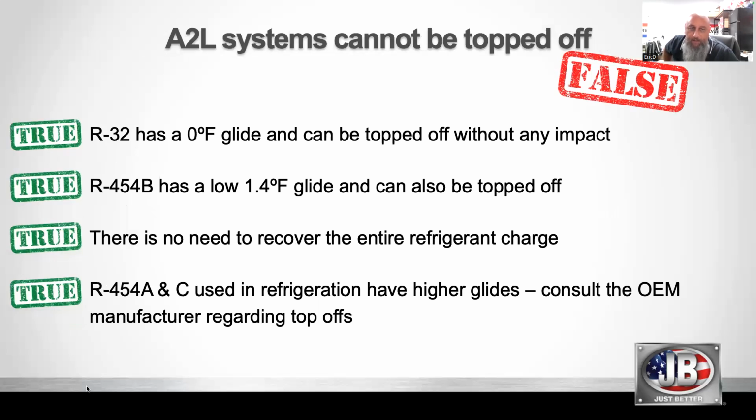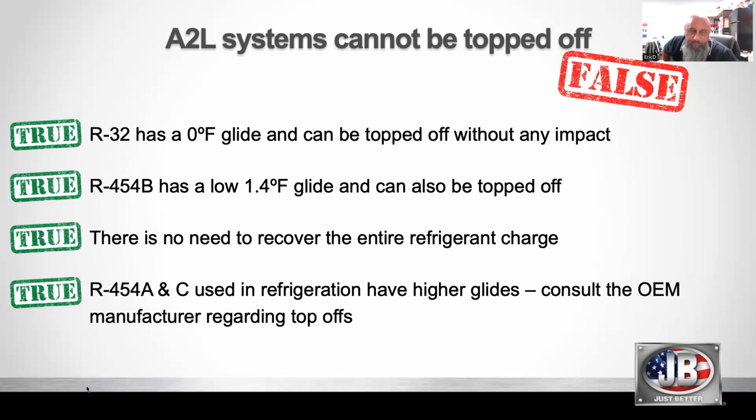So we spoke a little bit about this earlier on about topping off systems, right? And that comes down to the refrigerant glide. So you got no issue with R32. You can top off the system. There's no problem. 454B is the same, very small glide. So you don't have to recover the entire refrigerant charge. You can do a normal top up as you can today.